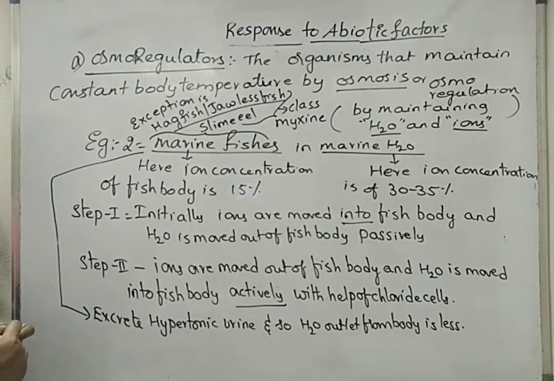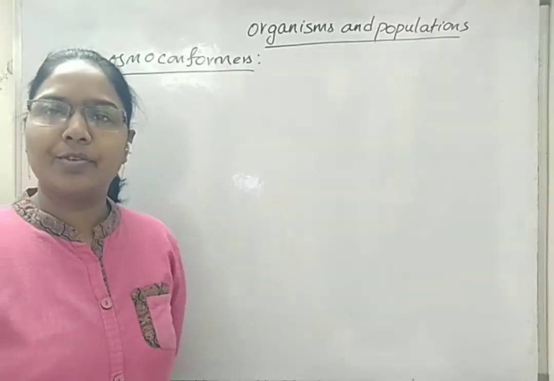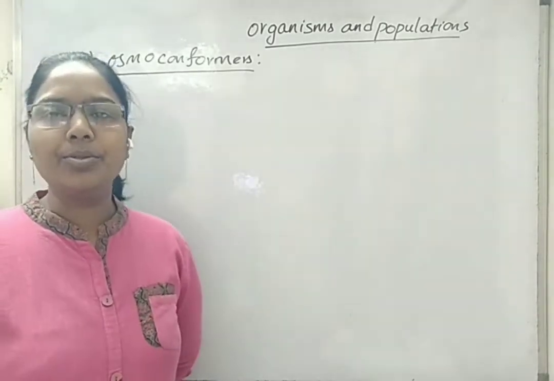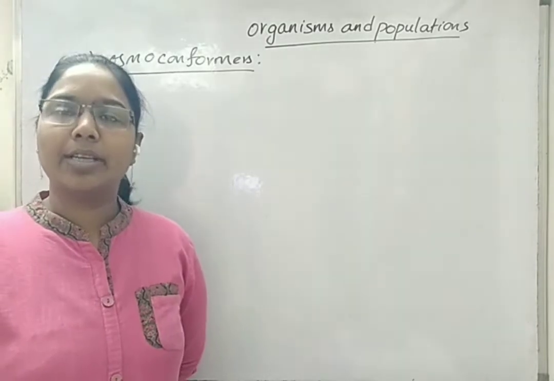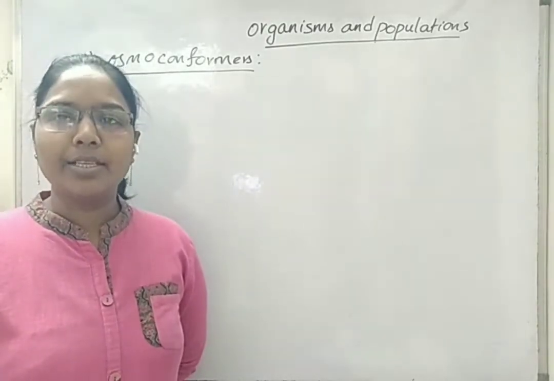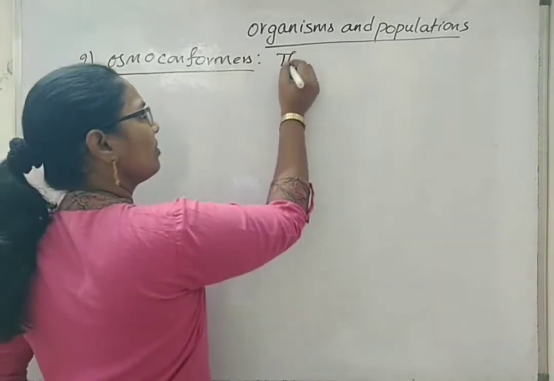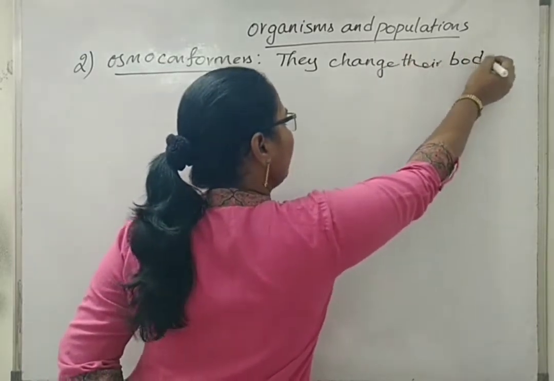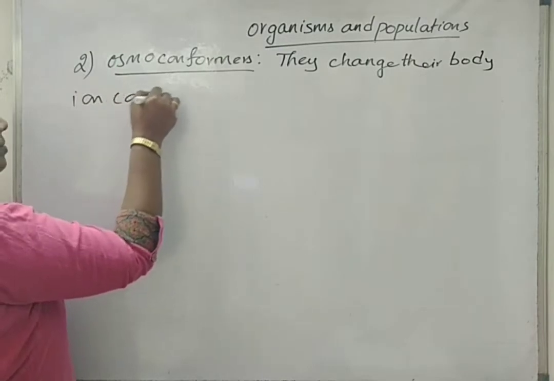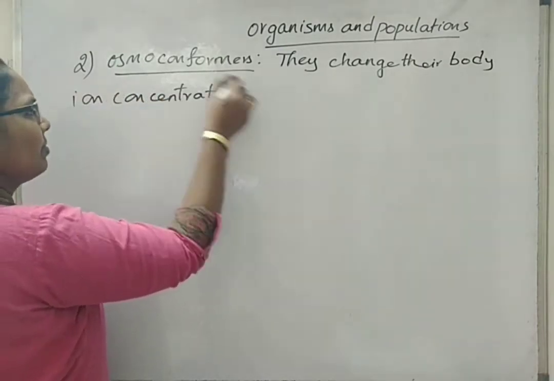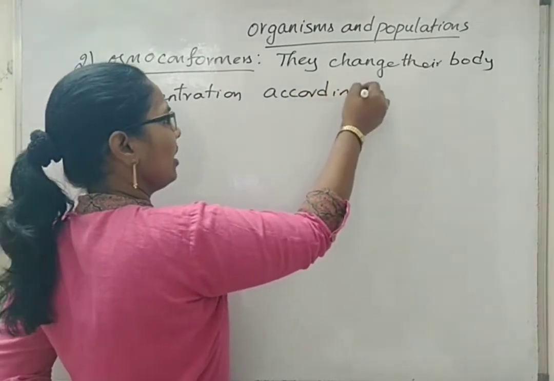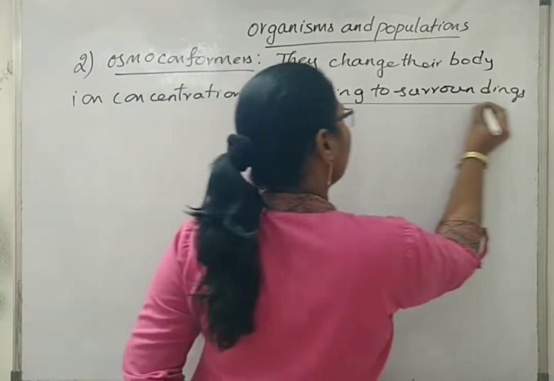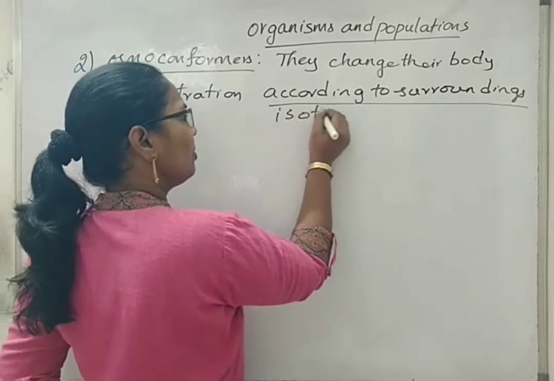This is about osmoregulators. The second one is osmoconformers. These are the organisms that change their body concentration according to surroundings. We can also say these organisms change their body ion concentration isotonic to surroundings.